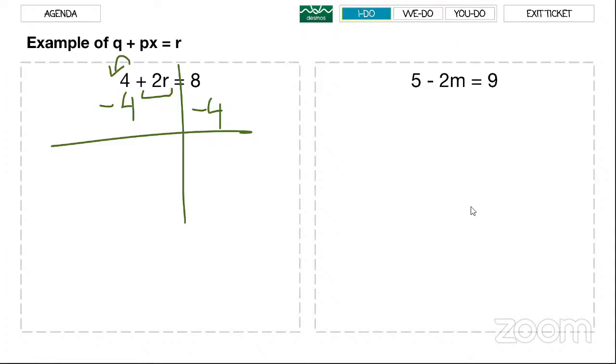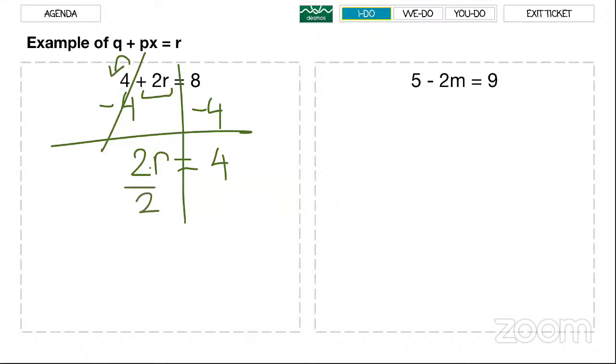Okay? And then the 4s cancel out. Let's simplify this. Bring down the variable term. It's 2r, and that equals 8 minus 4. That becomes 4. Okay, so 2 is multiplied to the variable r. To cancel it, you always go backward.